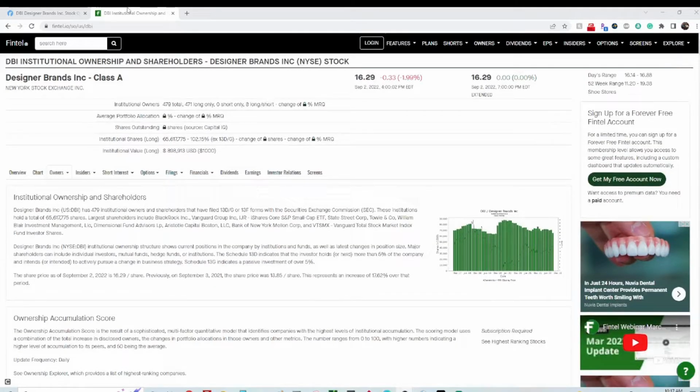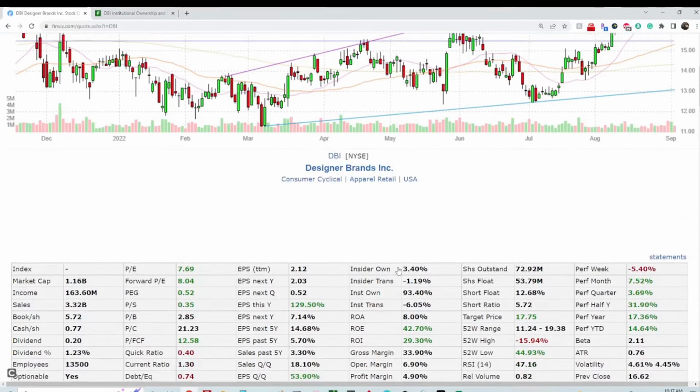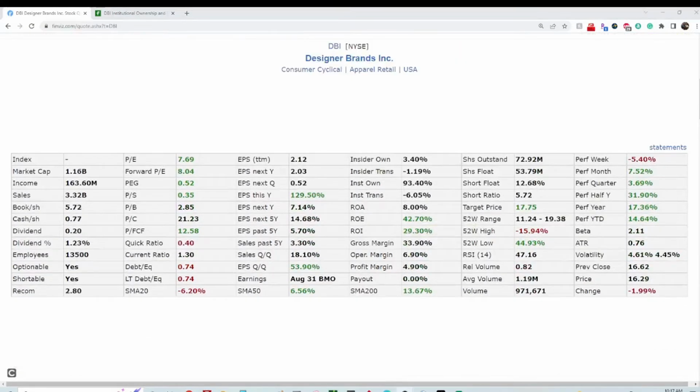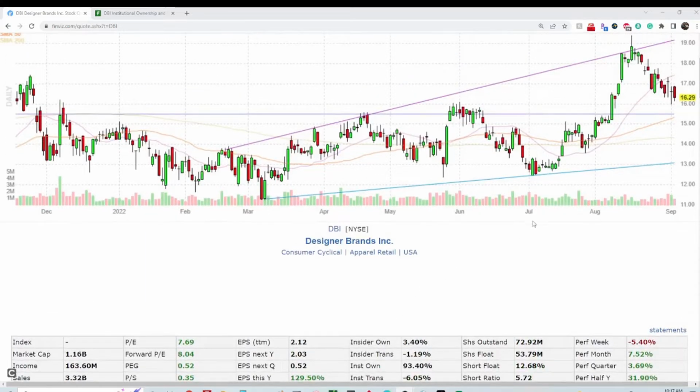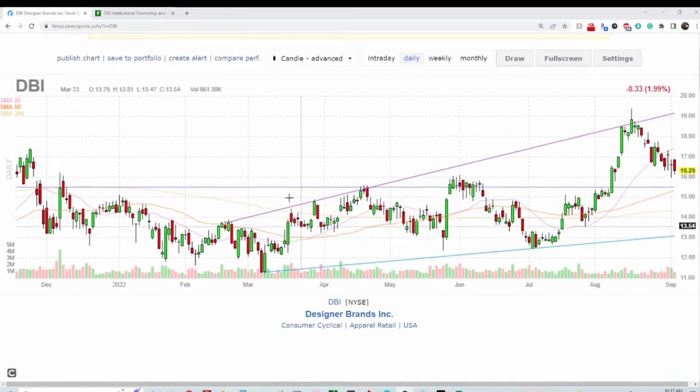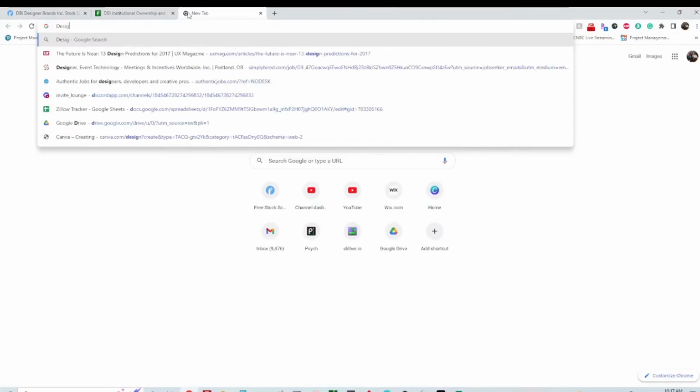So overall, I like the metrics here. I don't like what they're doing with this debt. So I think that would necessitate reading into the last earnings, listening to it, seeing what's going on there. And again, we have a broadening wedge here. What looks like support could be around 13 based off this chart. But let's look up Designer Brands.